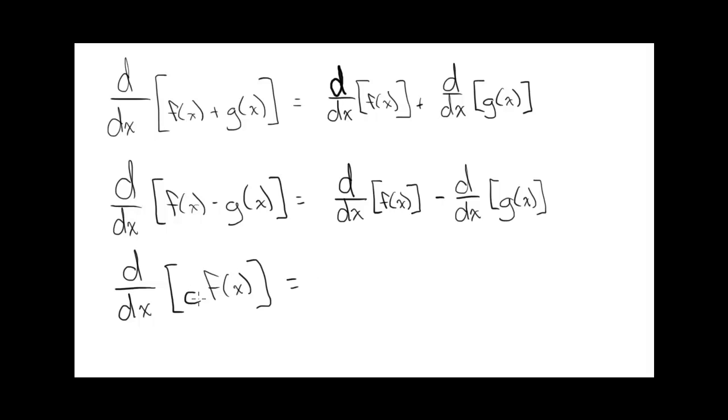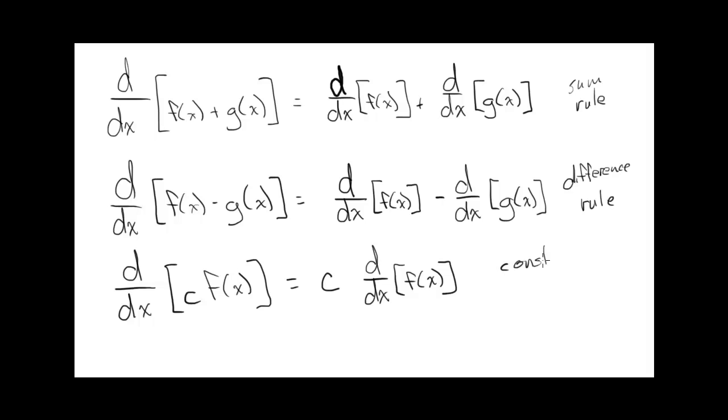And then we also have a constant multiple rule. If you multiply a function by a constant, then the derivative is just the derivative of the function times that constant. This one we call the sum rule. This one we call the difference rule. And this one we call the constant multiple rule. So let's just see how these rules actually work.